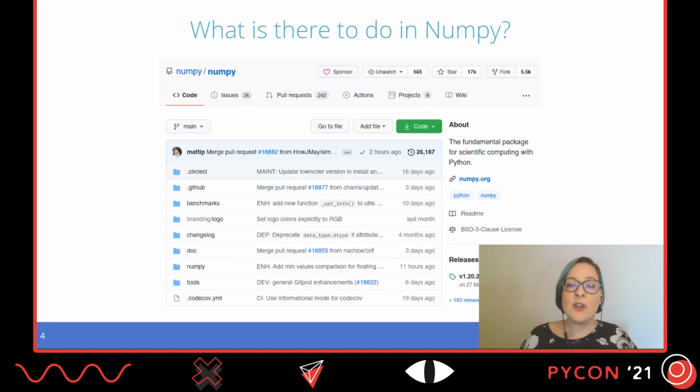Some of those are code, including Python or C code, and some of those are documentation, styling, or other kinds of issues that we want to work on. We welcome educational content generation, community contributions, website improvements, and a lot more.